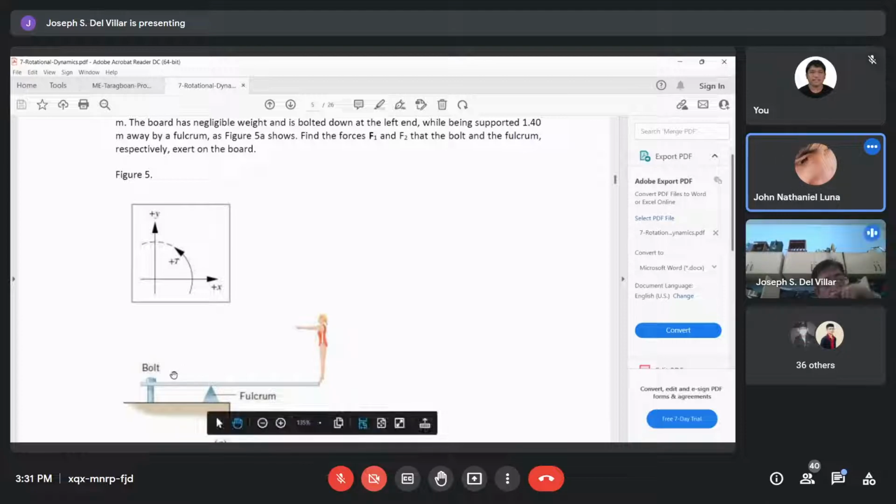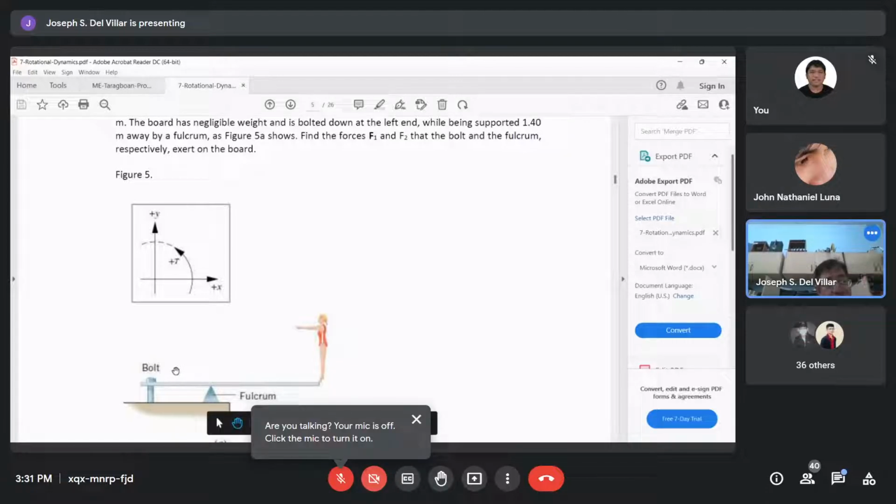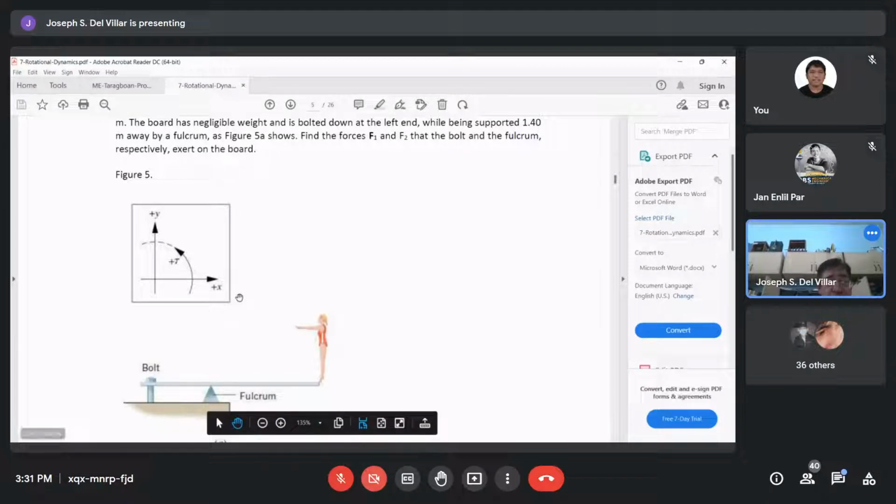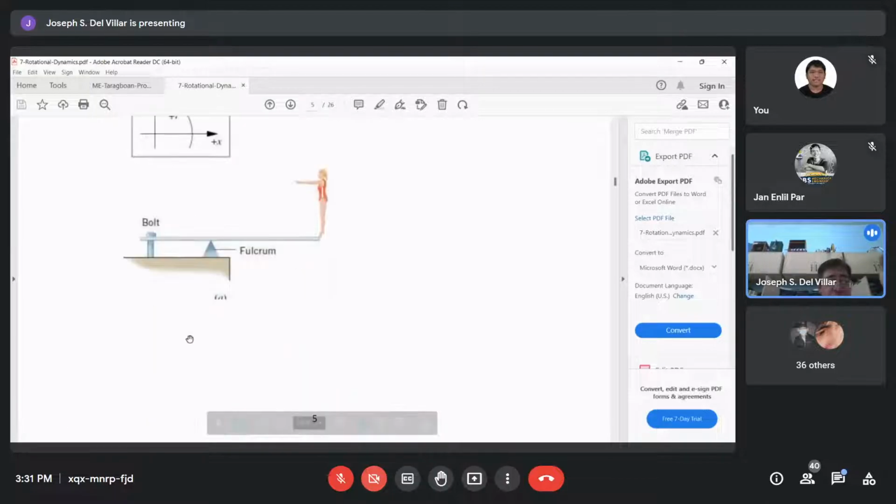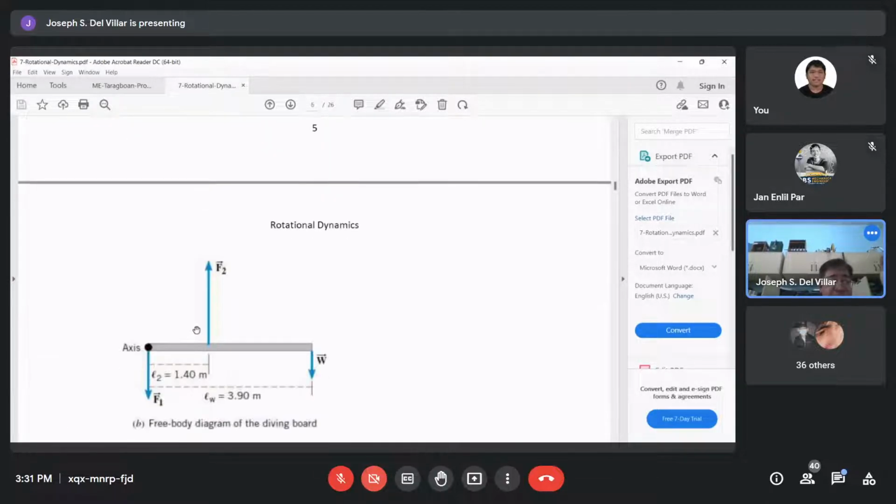Counterclockwise. No, just downward, sir. Yes, downward, be specific. The fulcrum is vertically up. What about the bolt? Vertically downward, po. Yes, vertically downward. So this is its free body diagram.